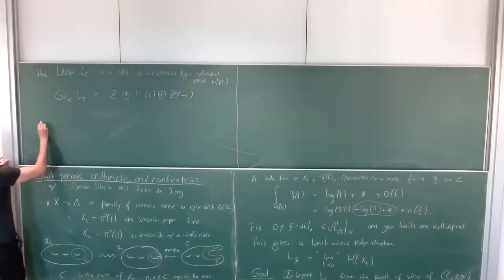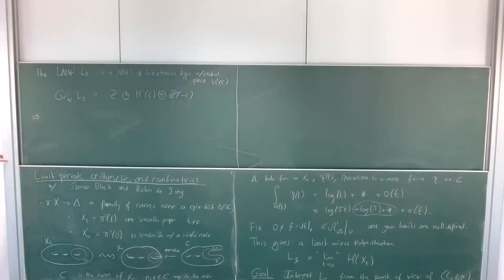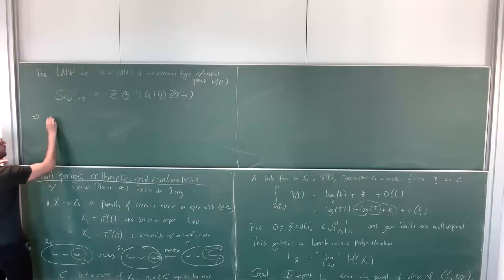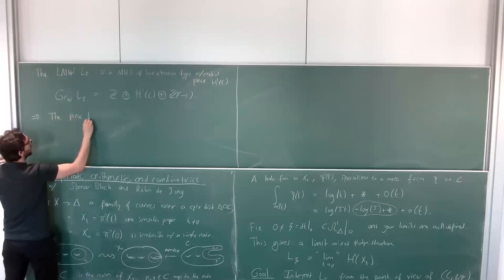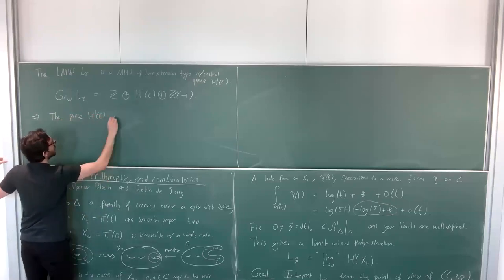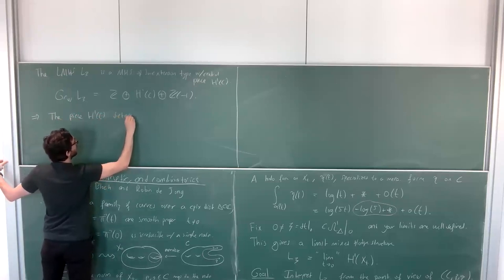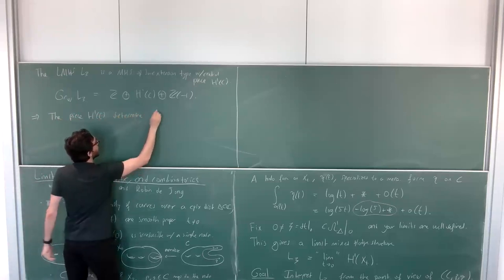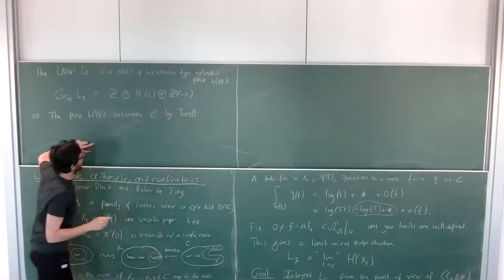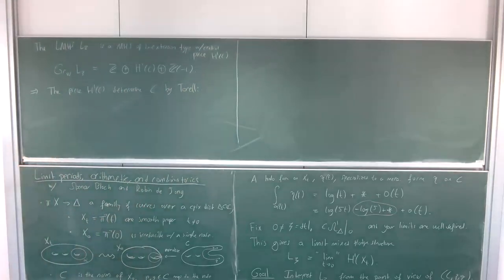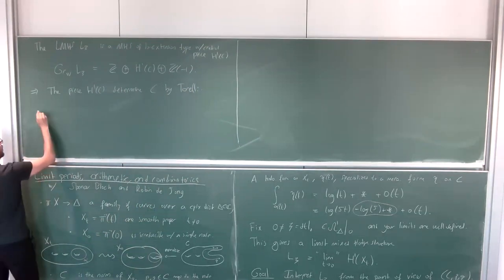So what this already tells me is that even if I ignore the extension itself and just read off the pieces, the middle piece, the periods here, determine the curve C by Torelli. All right, so this is the kind of thing that we want to do. There are other pieces here, the extension periods. We want to understand what they mean. The other pieces are also interpreted.